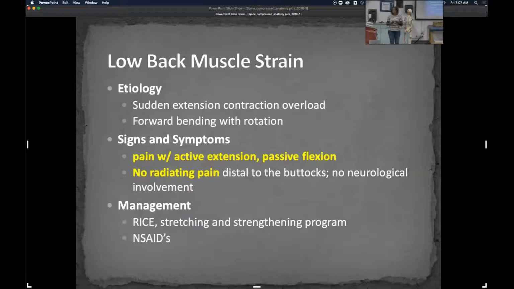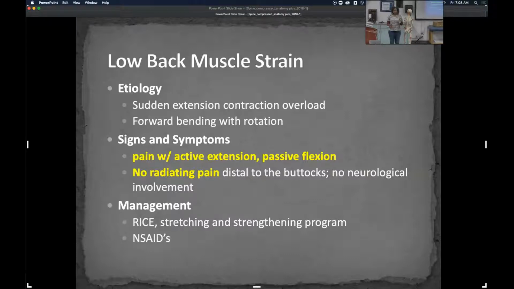One of the things that I think is important and is highlighted in yellow on your slide is this idea that there's no radiating pain. The pain is very focal, right? And so if a patient comes into you complaining of pain in the knee, you're not thinking muscle strain, right? You're thinking nerve pathology, right?